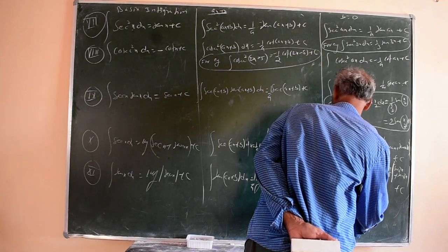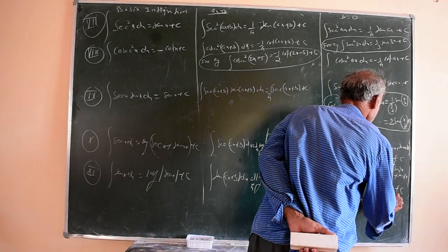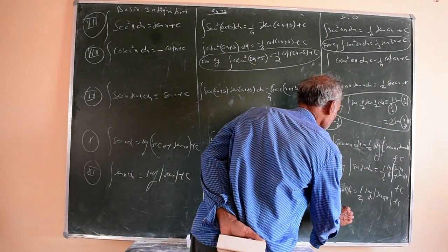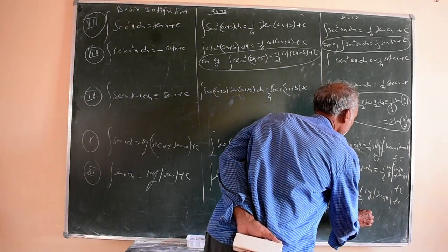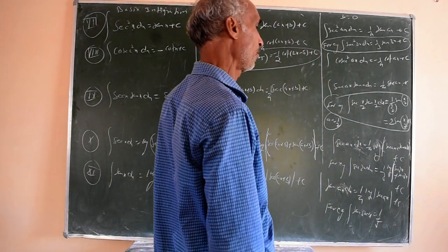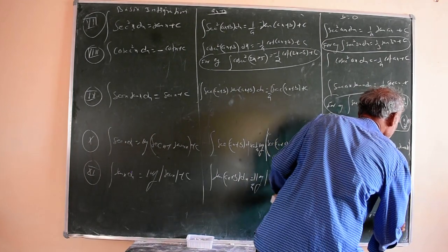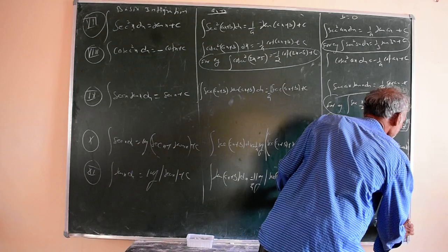The 1 by a, log of sec ax. Let's see, for example, integration of tan of 5x dx is 1 upon 5 log of mod of sec 5x plus c.